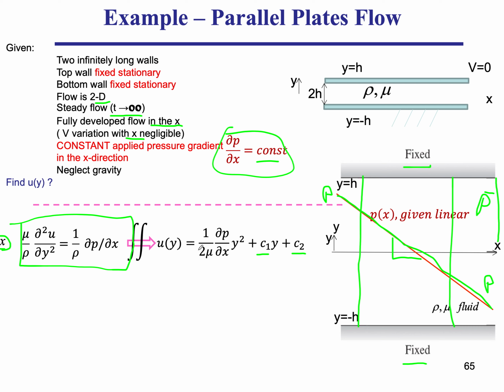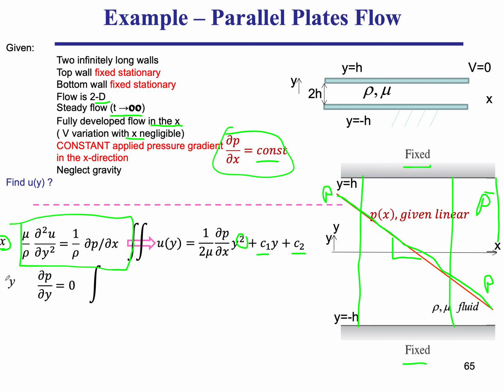So you integrate once, integrate twice, just like we had before. And now we have C1 and C2, and we now have a second order equation. It's not linear anymore.